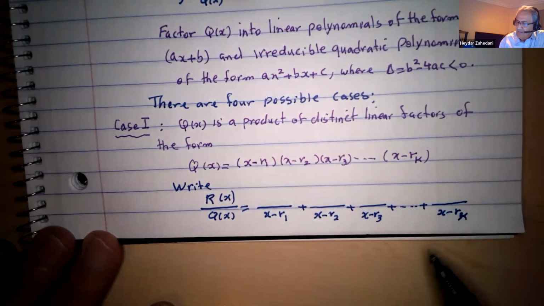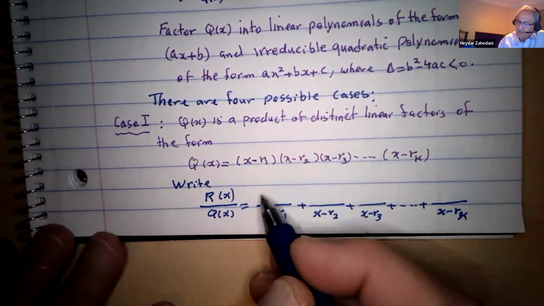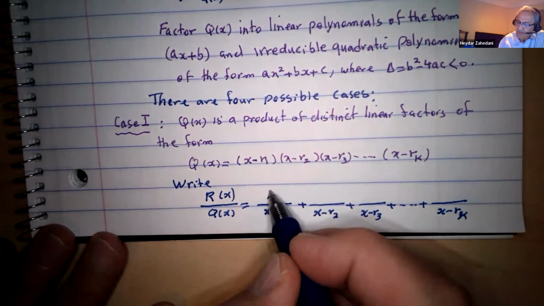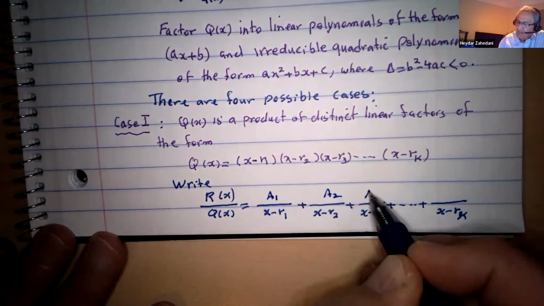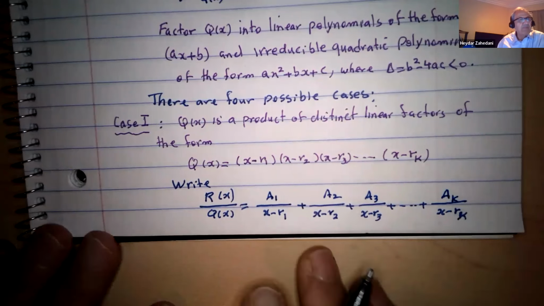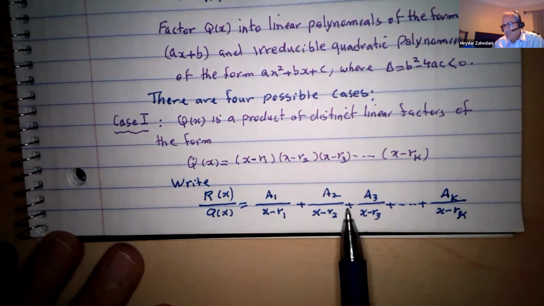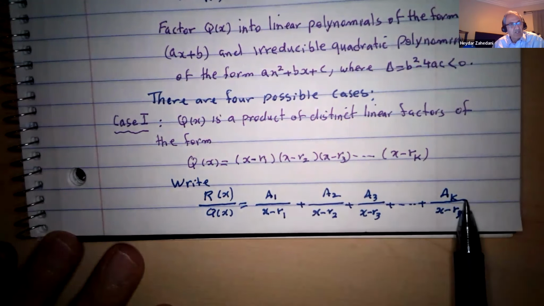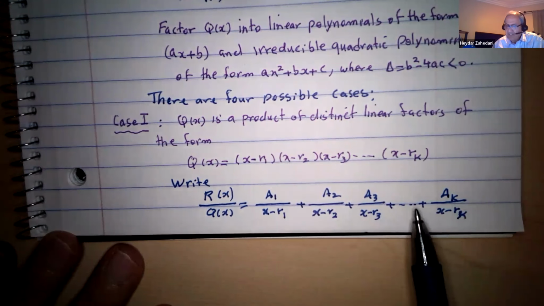Now you have to find the numbers on the top. You don't know them, so you are going to call them A1, A2, A3, depending on how many you have. This is how you write R(x) over Q(x) as a sum of partial fractions. Each of these is a partial fraction, but they are all linear and they are all different.